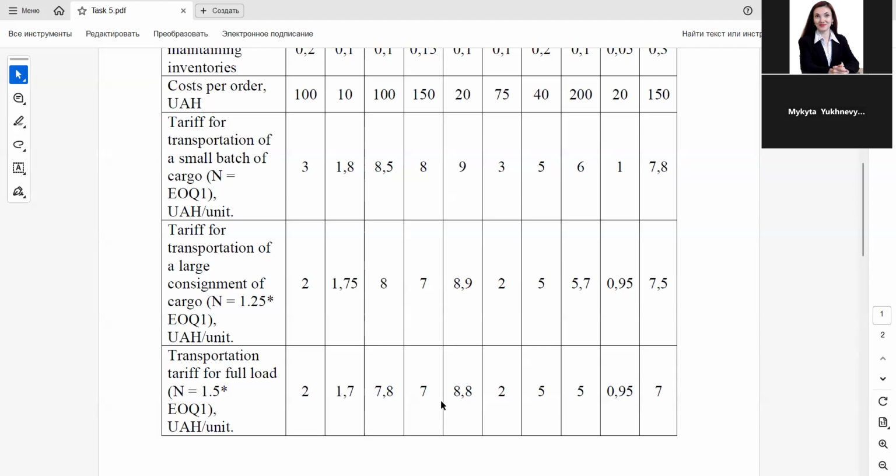Okay, calculate it please and leave 2 points after comma, and the result will be in hryvnias. Okay, calculate it please. Leave this information and we start now other parameter.